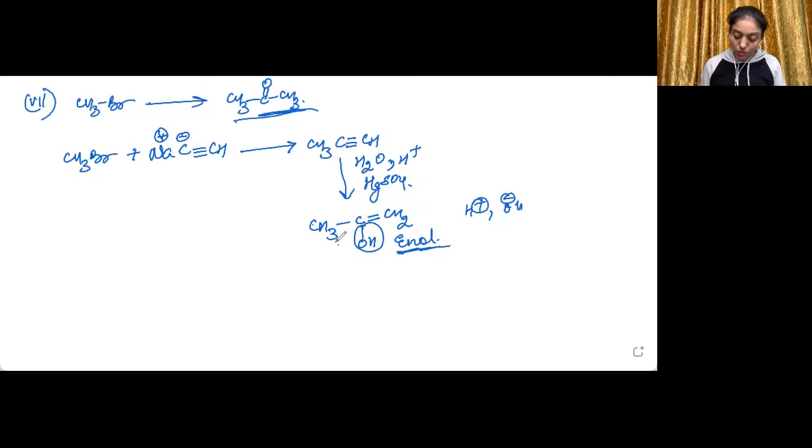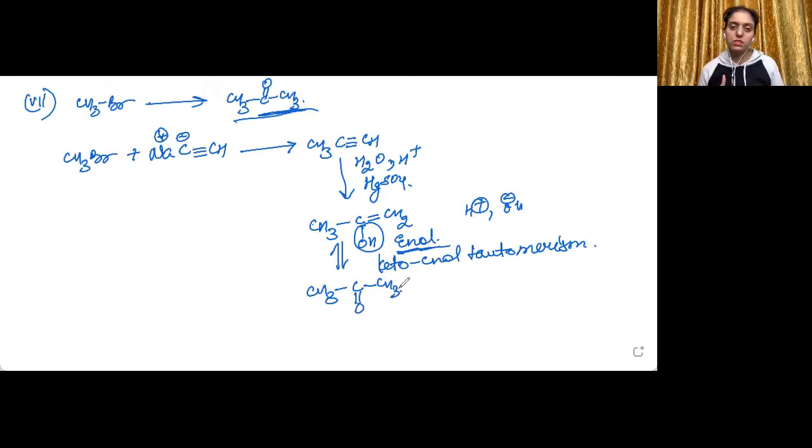Now these enols undergo a special type of rearrangement which is known as keto-enol tautomerism. And it will lead to the formation of acetone as the product after keto-enol tautomerism. Keto-enol tautomerism actually comes under isomerism, and it is discussed in more detail in the aldehyde and ketone chapter. So this is one way.